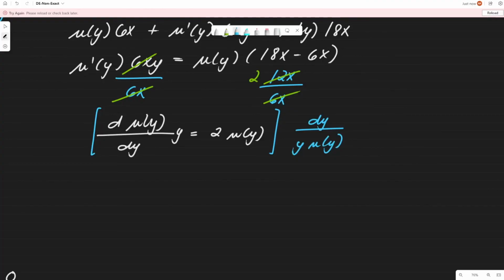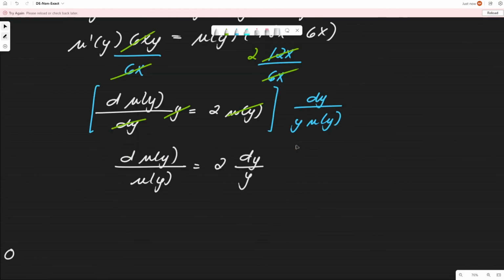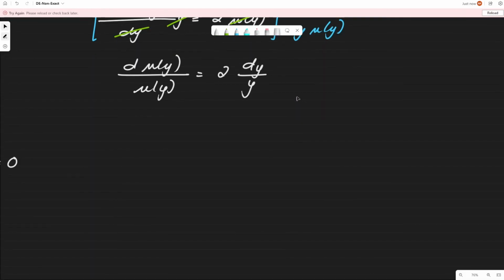So, obviously, this one will be canceled, this one, and this one. So, we will have d mu of y over mu of y is equal to 2 dy over y. Okay, and getting the antiderivative of both sides, since variable separated na nga itong ating equation, so we'll have ln mu of y is equal to 2 ln of y.